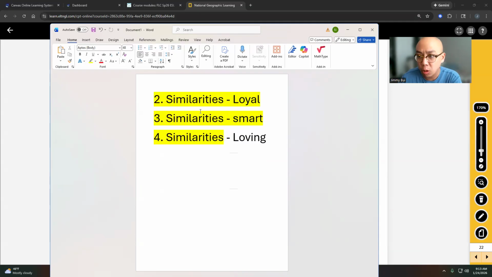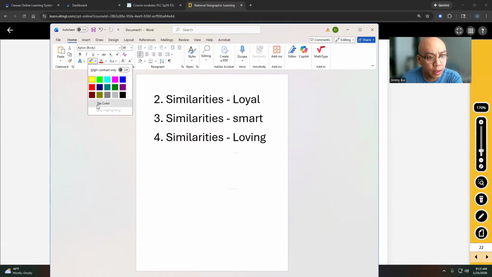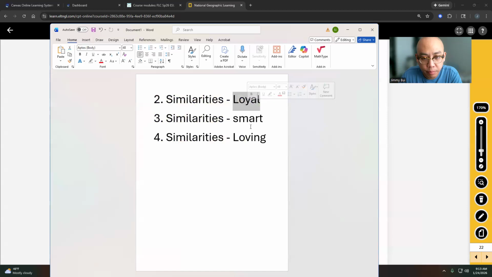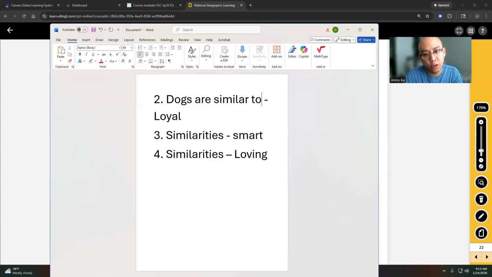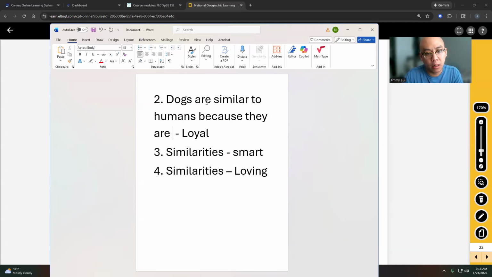So what I'm looking at here is, of course, my outline. Because I'm only writing body paragraphs, I'm only going to focus on these three things. My topic for each body paragraph: loyal, smart, loving. That's my controlling idea. My topic is actually that dogs are similar to humans because they are loyal. I guess if I were to put this now in a complete sentence, it would be something similar to that.